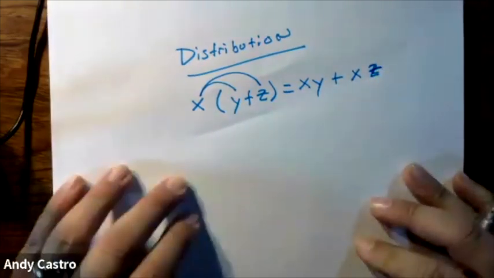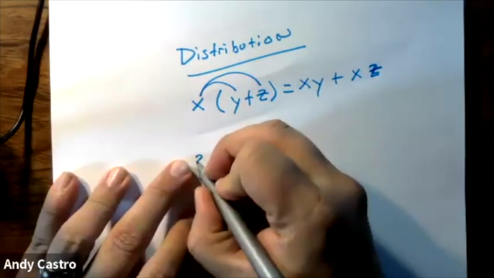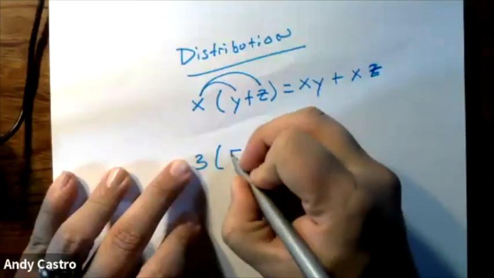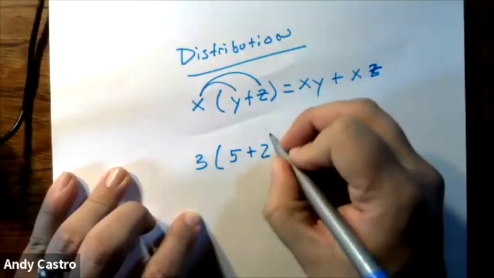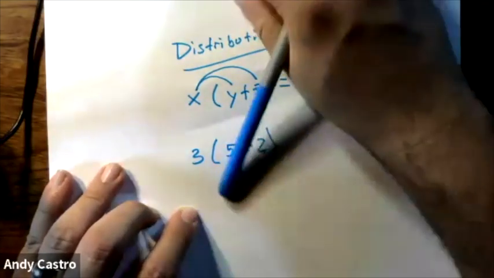So I'm going to prove this with numbers. If we say x is 3, we'll make y 5 and we'll make z 2.